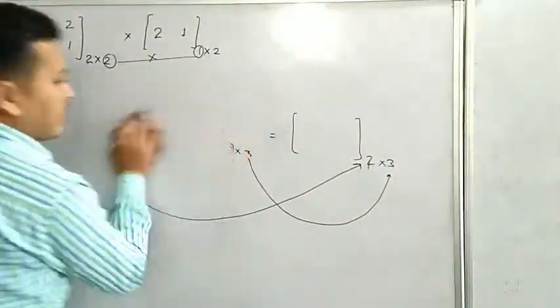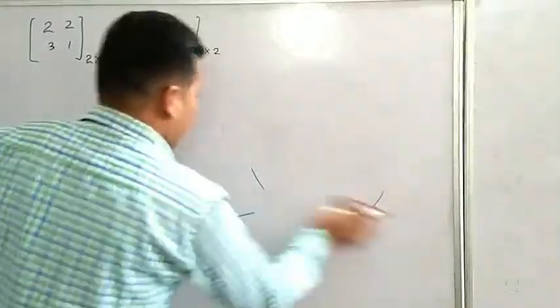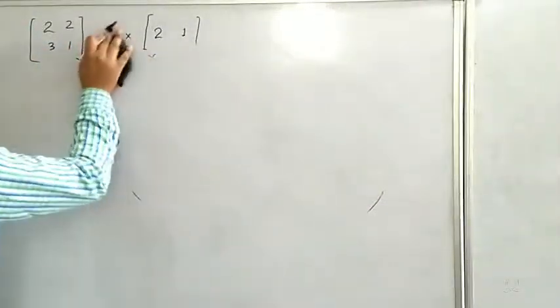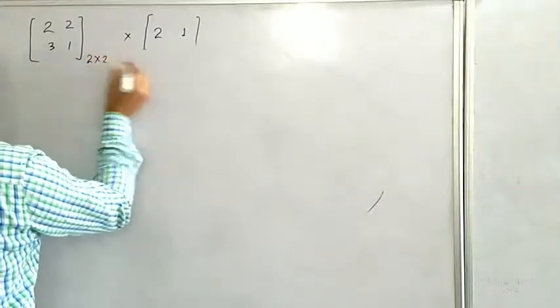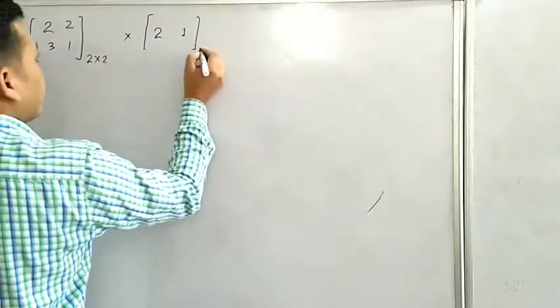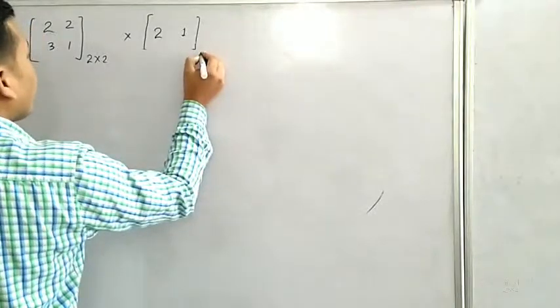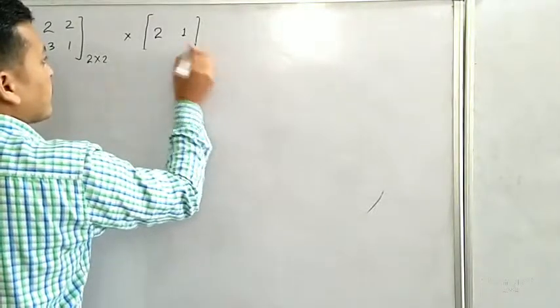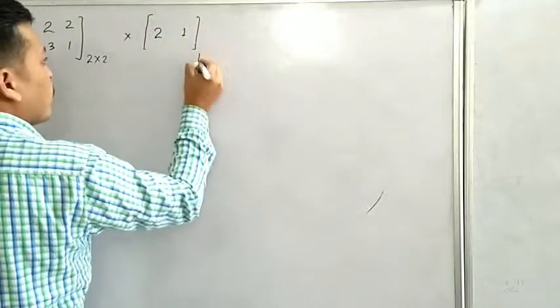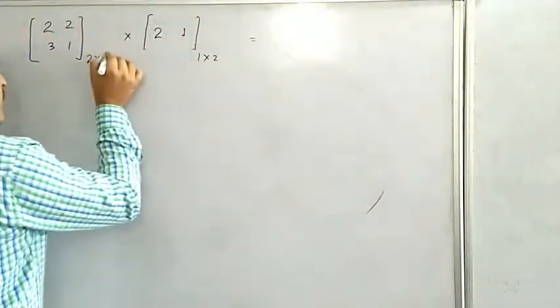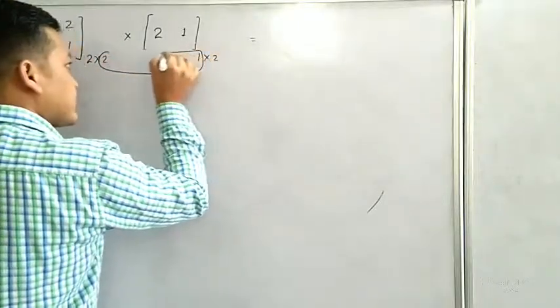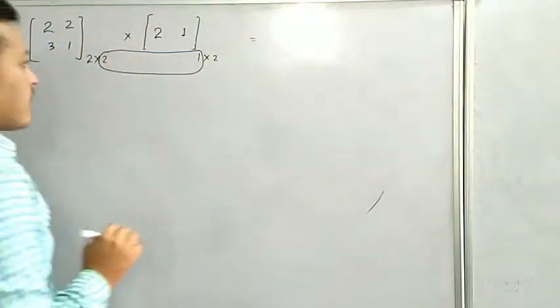Next example I am taking: at the starting, the product of this matrix is possible here. So the order of this matrix is 2 cross 2. Then the order of this matrix is, what is the order? First row and 2 columns, 1 cross 2. So sir, tell me, is the product possible? No, because these two inside terms, the orders, are not equal to each other.